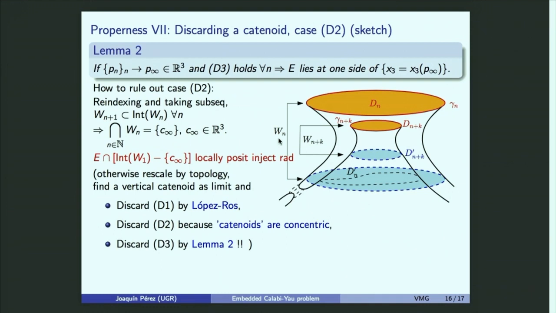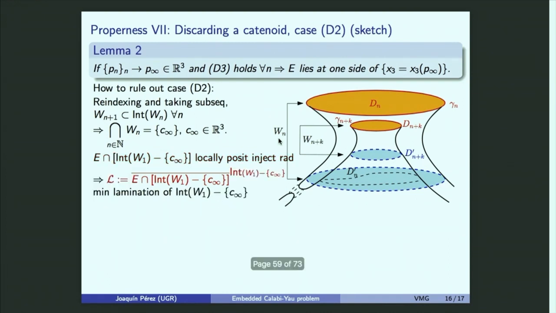And finally, how do you discard D2? Because if D2 happens, then you will find tiny catenoids, again the same situation, concentric, but converging to some point which is not C_infinity, which is impossible because I have said that the catenoids form in a concentric way. So that means that E, that thing that you see there, has locally positive injectivity radius. Okay? Five minutes. Good.